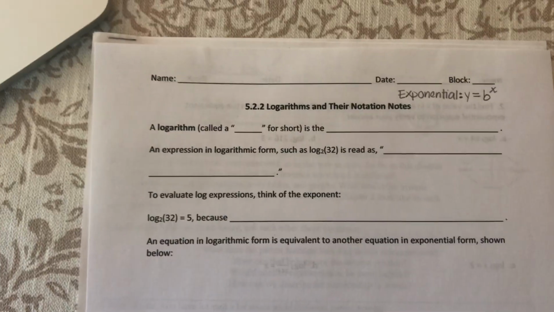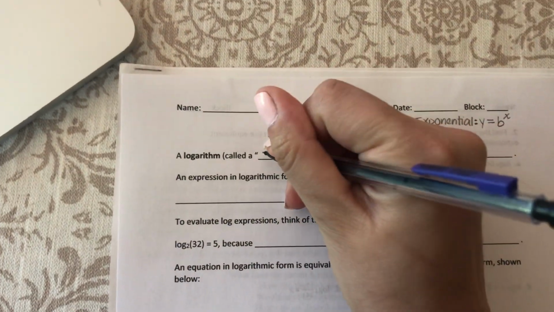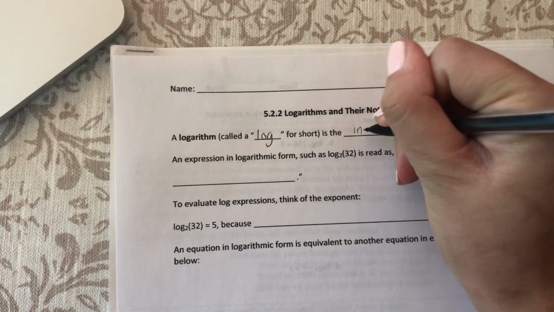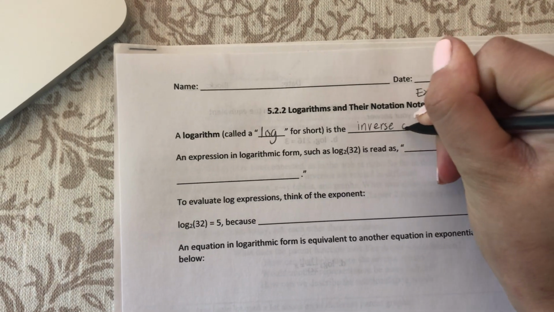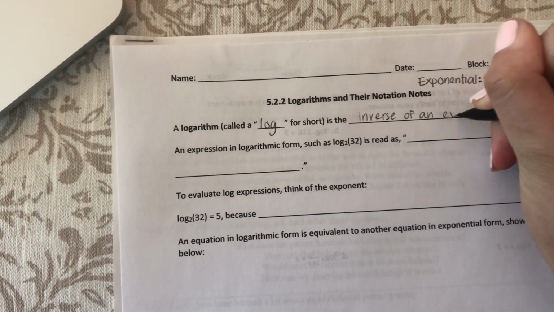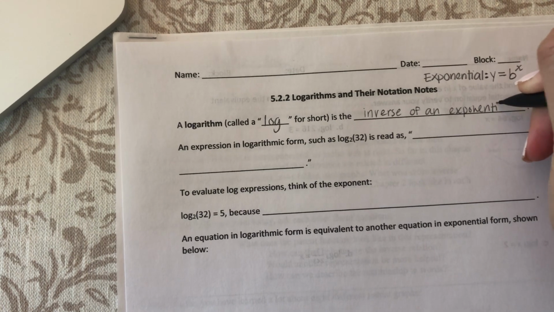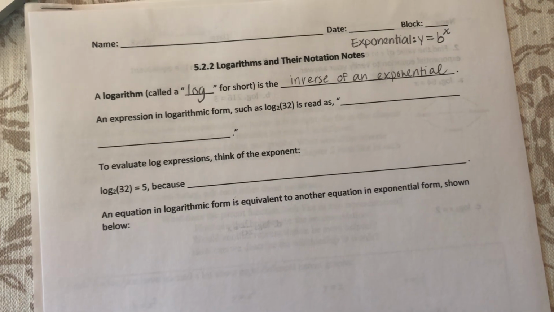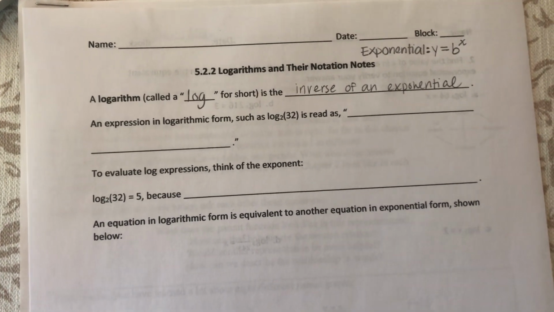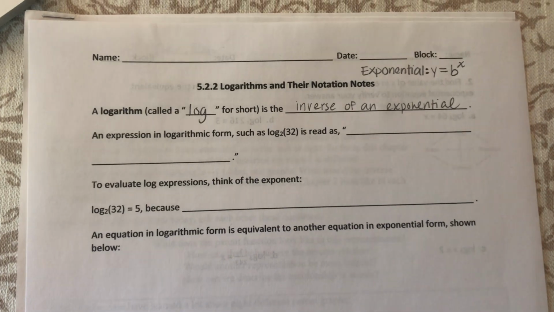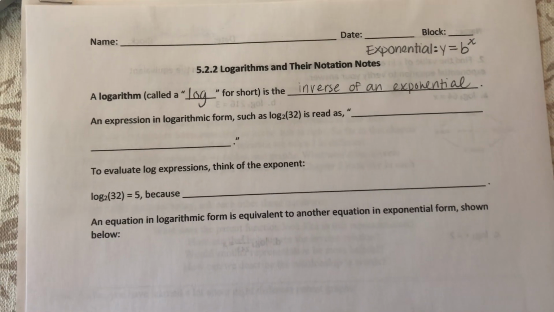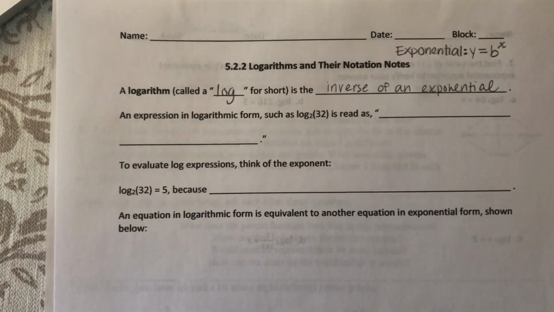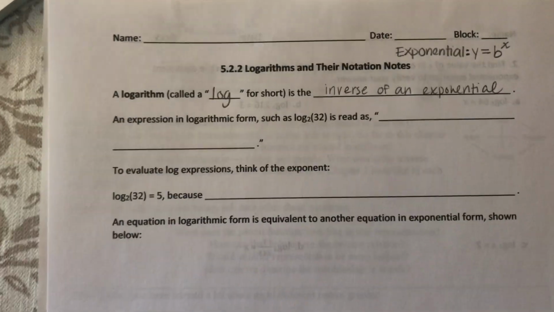A logarithm is called a log for short. And it is the inverse of an exponential. And if you don't remember, an exponential is a function that has the variable in the exponent. So right here, y equals b to the x is the parent function, just the standard form of an exponential. So you could have y equals 3 to the x, y equals 2 to the x, y equals 10 to the x. Those are all different exponentials.